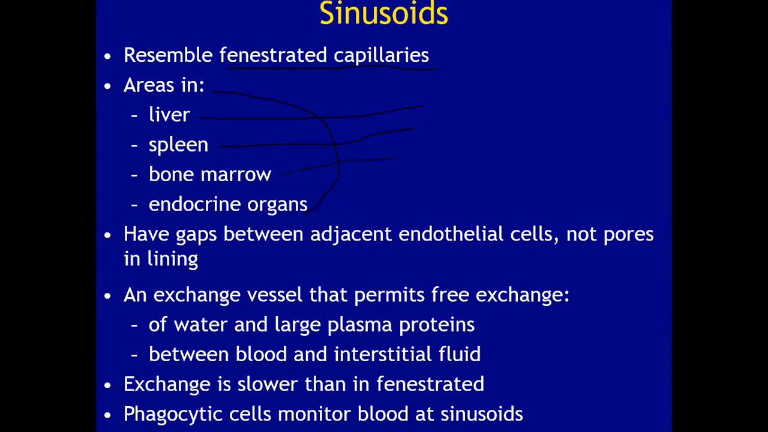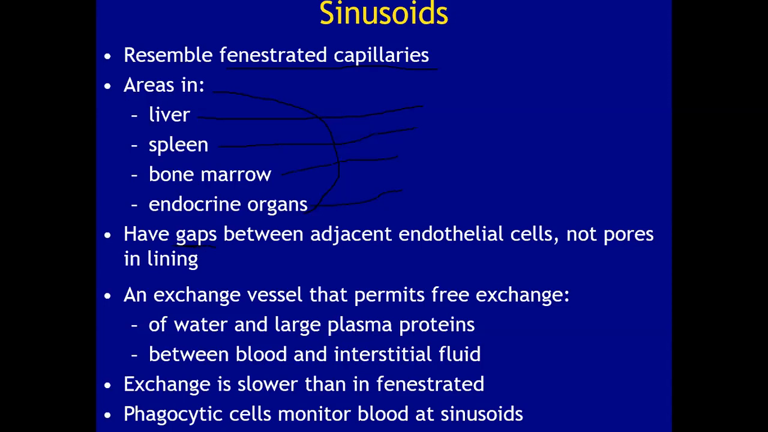The bone marrow, loading up red blood cells and white blood cells into the bloodstream. Endocrine organs producing those hormones, large hormones that we can move into. Think about testosterone, estrogen, things like that. They're going to get moved in the bloodstream and get carried all over the body and have different effects at different tissues. Okay, so we're not having pores here. What we have are gaps between the cells.